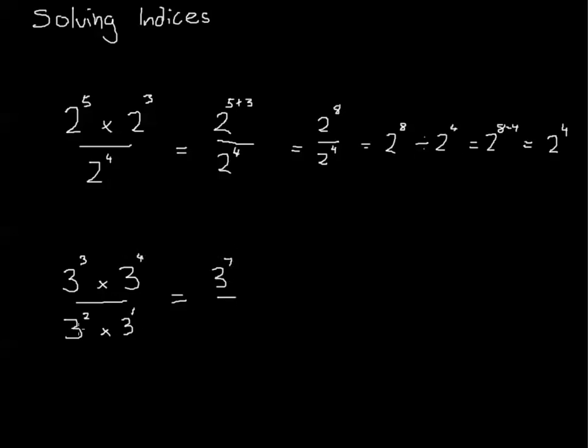Now in this one here, where that's going to help us out is that 3 to the power of 2 times 3 becomes 3 to the power of 2 plus 1, which gives us 3 to the power of 3. So now that we've got 3 to the power of 7 divided by 3 to the power of 3, remember we minus, so it becomes 3 to the power of 7 take 3, which gives us an answer of 3 to the power of 4.